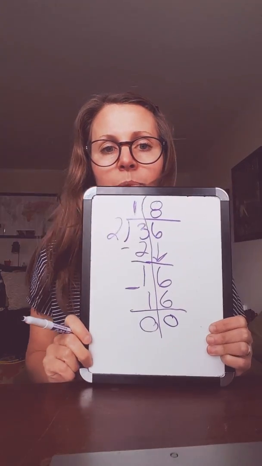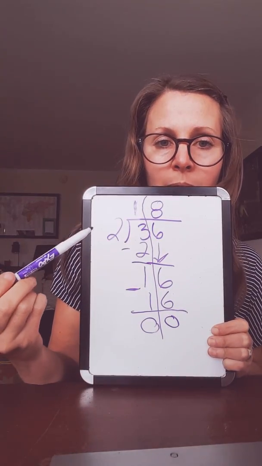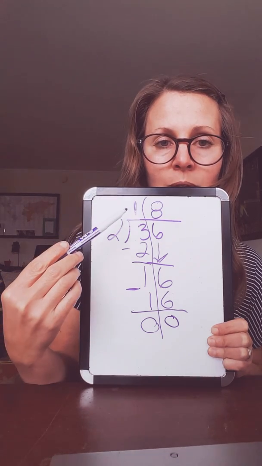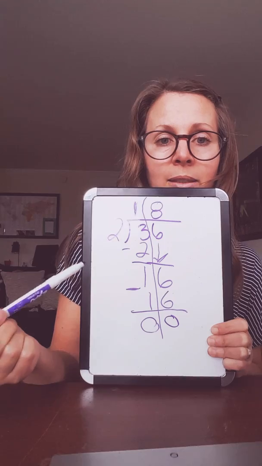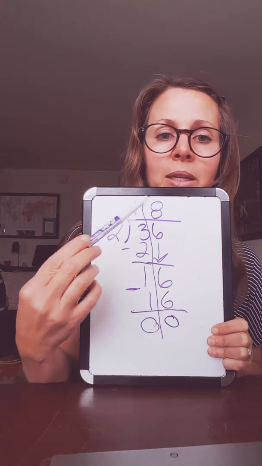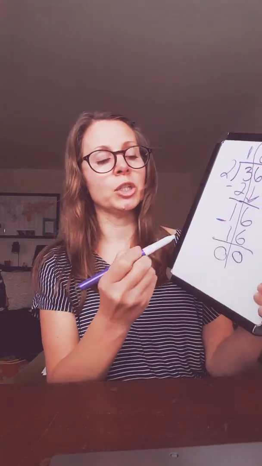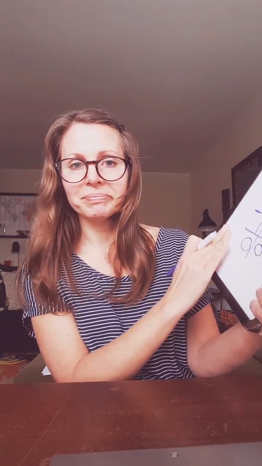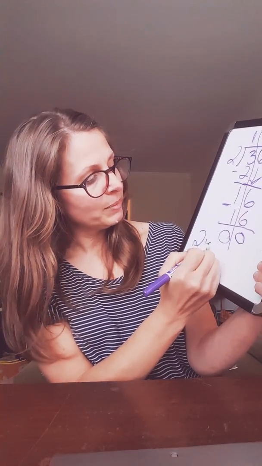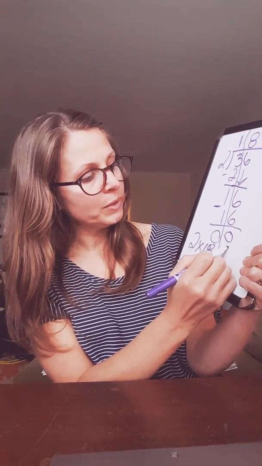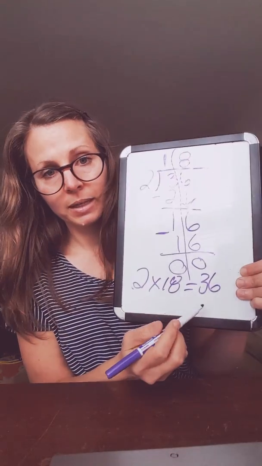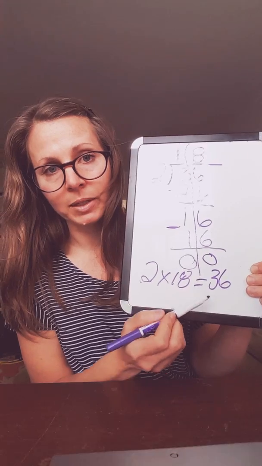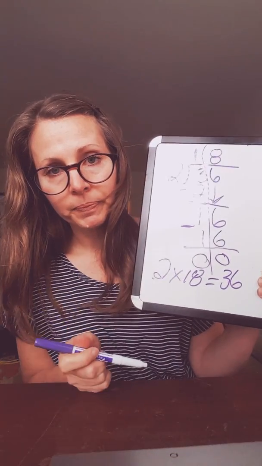How do we check with multiplication? We're going to multiply. The divisor is one of the factors, and the other factor is the quotient. The product, if we're correct, is going to be the dividend. All right, so let's check. 2 times 18 equals 36. Okay, great. Then we're correct, right? Because 36 matches the dividend up here.